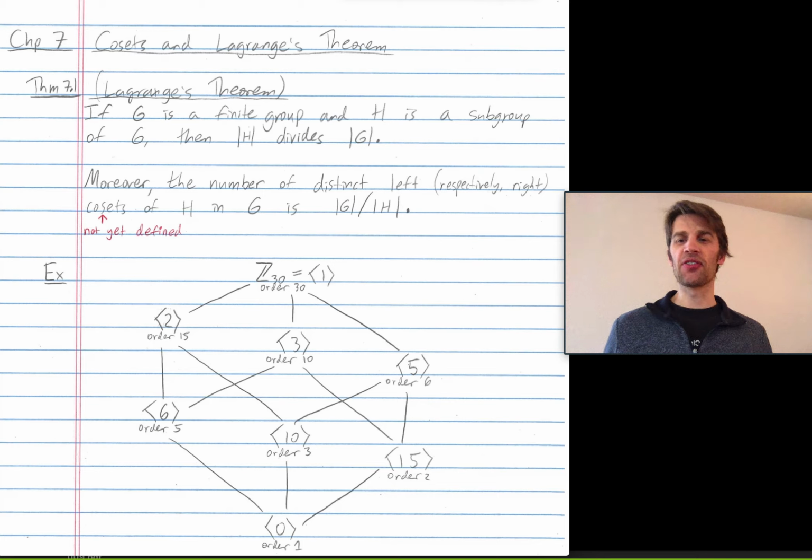Let me tell you the second part, even though we don't yet have all the language to fully understand it yet. The second part of Lagrange's theorem says that the number of distinct left cosets of H in G is the quotient, the size of G divided by the size of H. I haven't yet defined cosets for you, but we'll see them later in this video. Let's first do some examples of the first part of Lagrange's theorem.